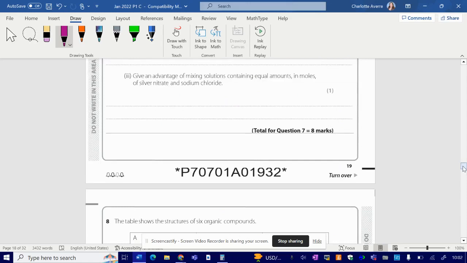Okay, and give an advantage of mixing the solutions containing equal amounts in moles. Well, there will be no excess reagents. So these don't have to be removed, which would happen if we had an excess.